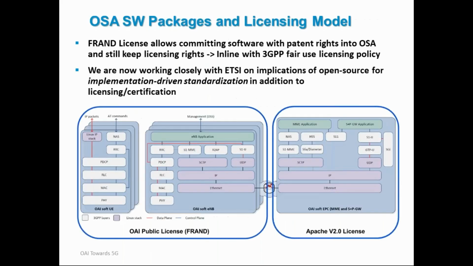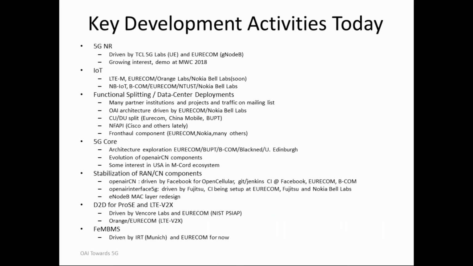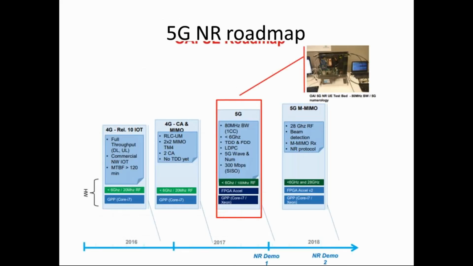Okay, so 5G. This is just a list of 5G activities that are going on right now. Maybe I should skip this. 5G NR roadmap. The thing in the red box was demonstrated at Barcelona. These are the current capabilities of the 5G UE, and since we are building UE and new radio G-Node B, these are the current capabilities of it. And by the end of 2018, we will have massive MIMO and the 28 gigahertz high bands also implemented.